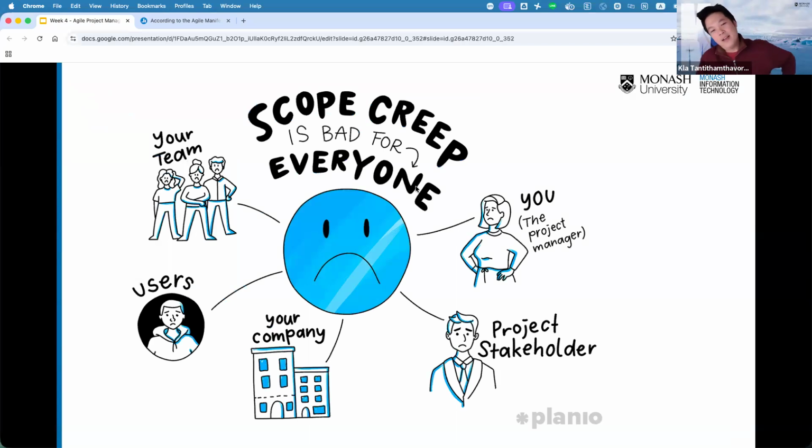All right, scope creep. In short, scope creep is really bad for everyone. It will impact the whole team. You don't like it as a user, nothing gets delivered, everyone gets frustrated. Your company needs to spend more money to hire people, extend the project, that kind of thing. The project manager yourself, maybe you cannot deliver the project on time. The project stakeholders are not happy. Oh man, that's a nightmare. Make sure that it will not happen in your assessment. Okay, full stop.